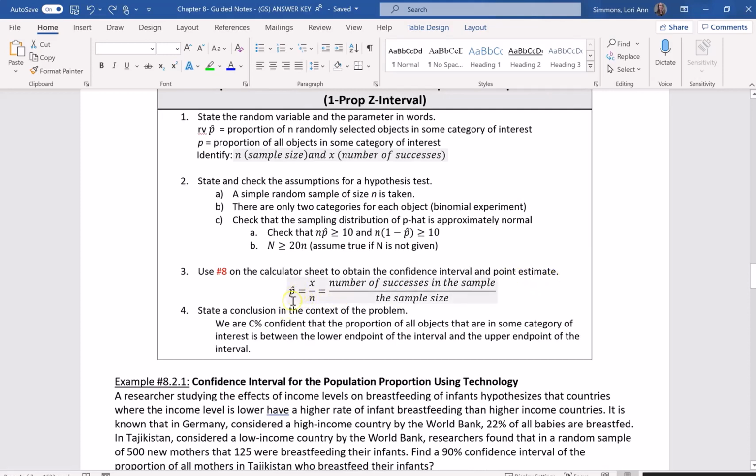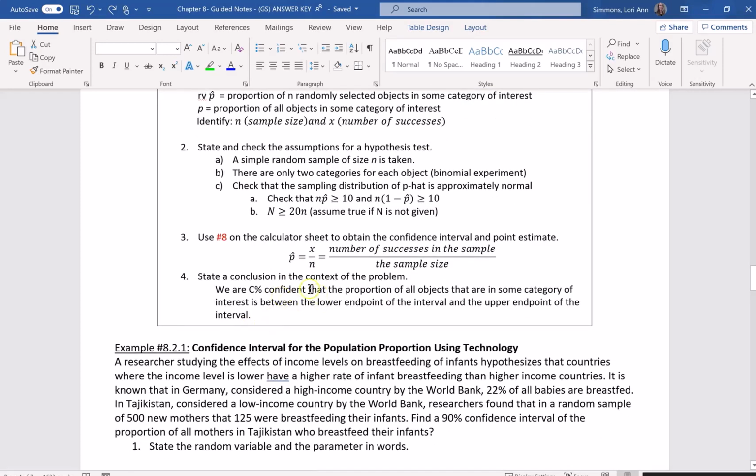Point estimate, p hat is x over n. So x, remember, is the number of successes, and we should have identified that up here, and n, the sample size. So you should be able to do that by hand if you wanted to. And then state a conclusion in the context of the problem. So we are however percent confident, this will be given to you, that the proportion of all objects that are in some category of interest is between the lower end of the interval and the upper end of the interval.